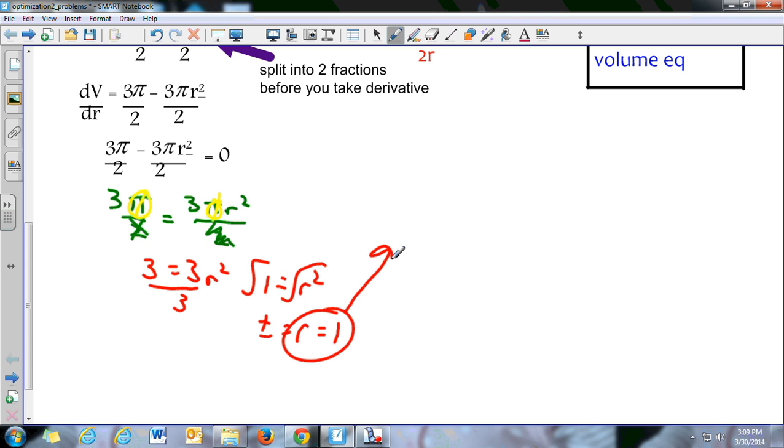At that point, go back and substitute to solve for your height, which if I'm not mistaken, I believe comes out to be 1 as well. So that's your solution to problem number 1.